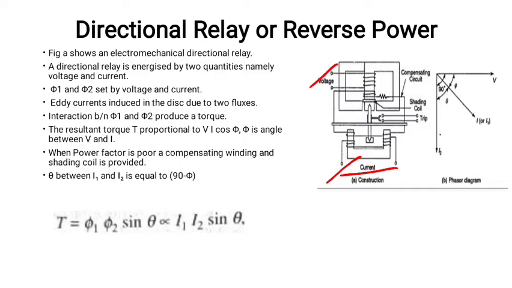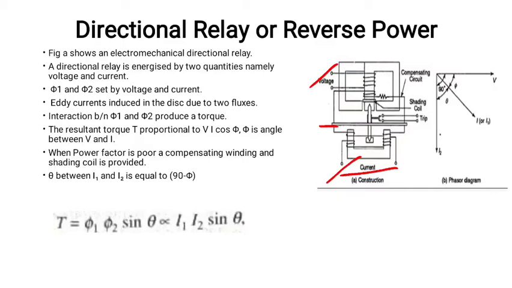Now it consists of an aluminum disc which is free to rotate between the poles of the two electromagnets. So there is an aluminum disc over here. The upper magnet carries a winding called a potential coil, as I said, on the central limb, which is connected through a potential transformer to the circuit voltage source, and the lower magnet has a separate winding called the current coil, which is connected to the secondary of the CT. Now the current coil is provided with a number of tappings connected to the plug setting.